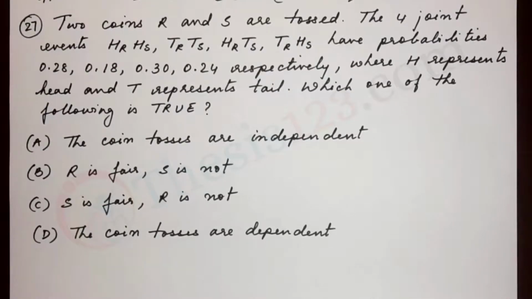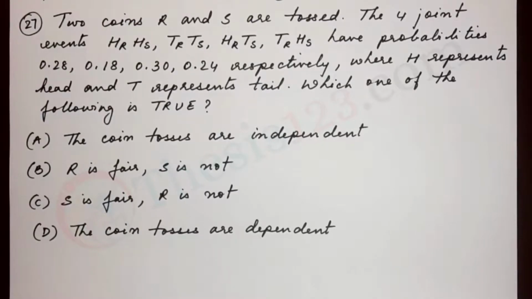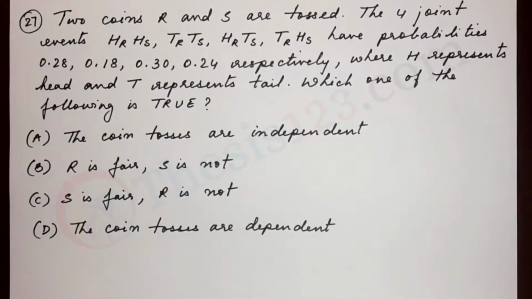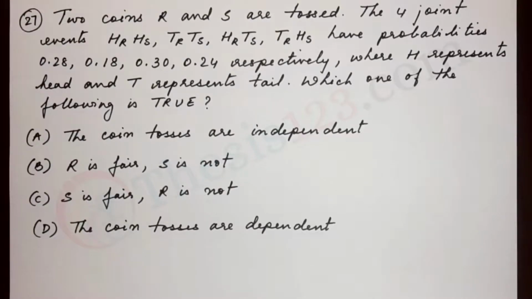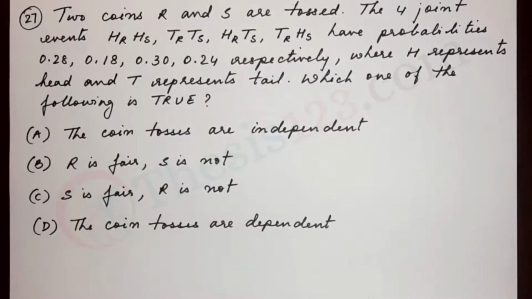So we have our four options. A says the coin tosses are independent. B says R is fair while S is not. C says S is fair, R is not. And D, the coin tosses are dependent.